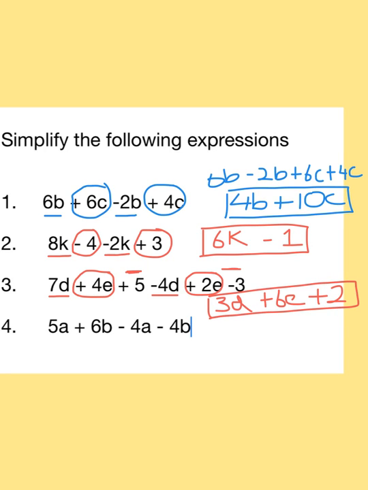Last question. We have 5a minus 4a, which gives me 1a, or just a. And then we have a plus 6b and a minus 4b, which gives me plus 2b.